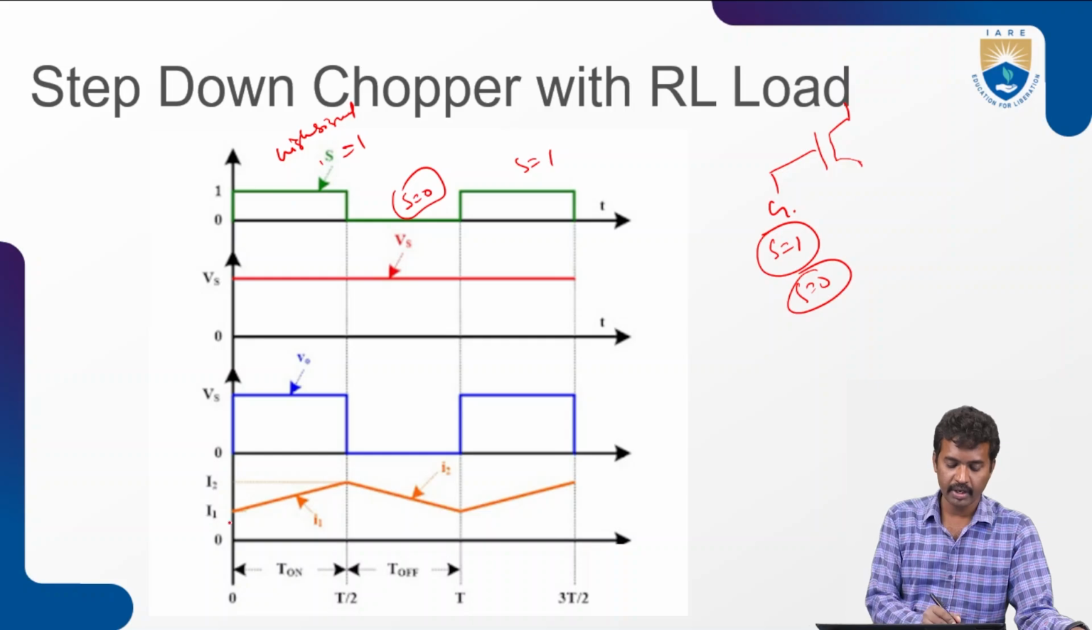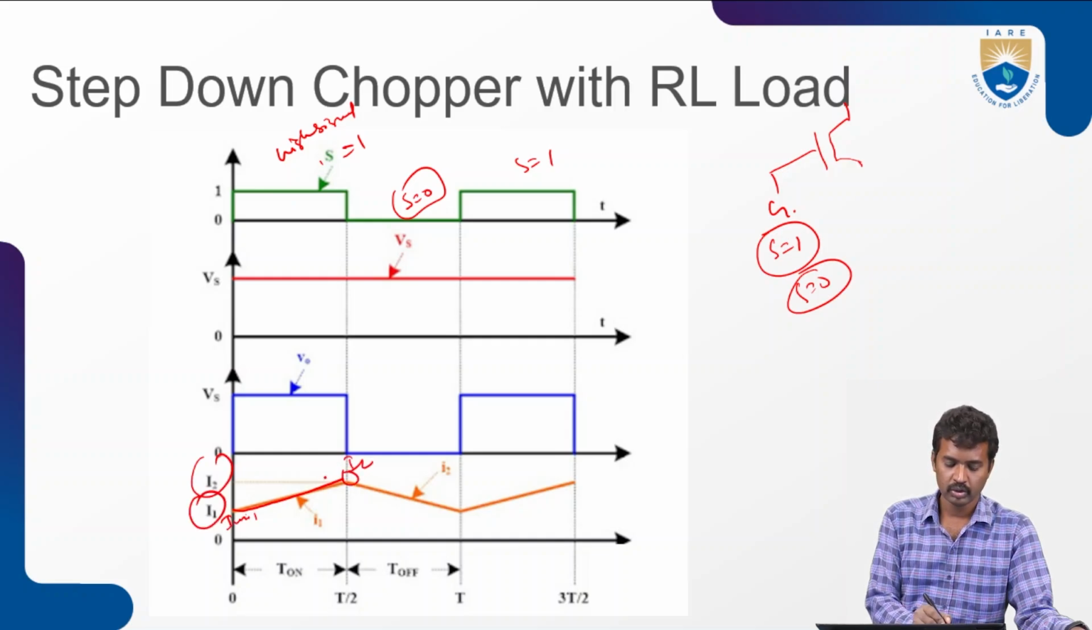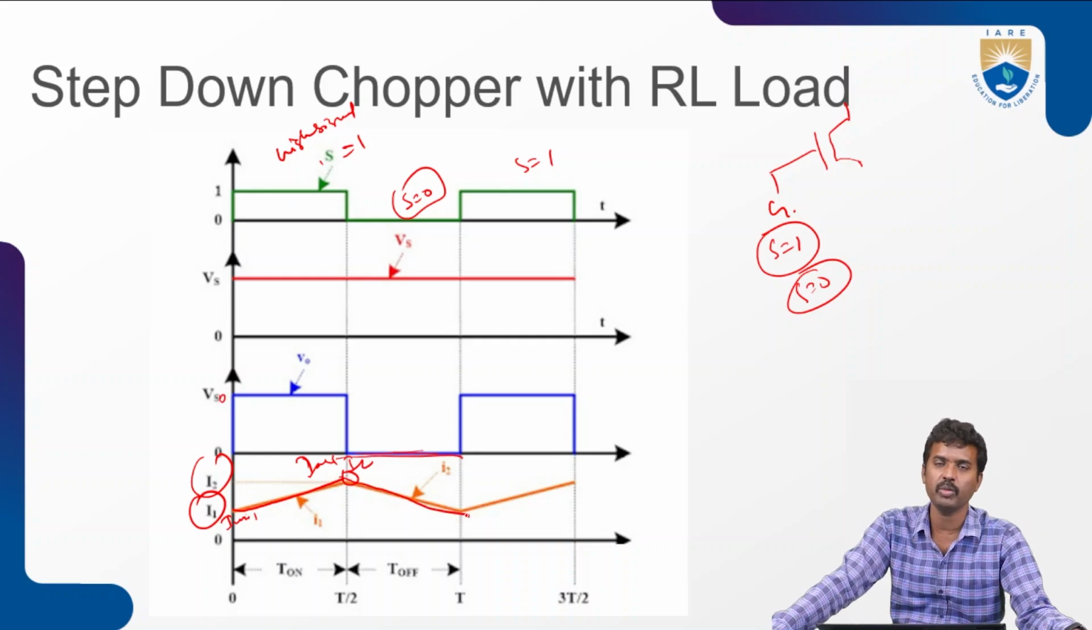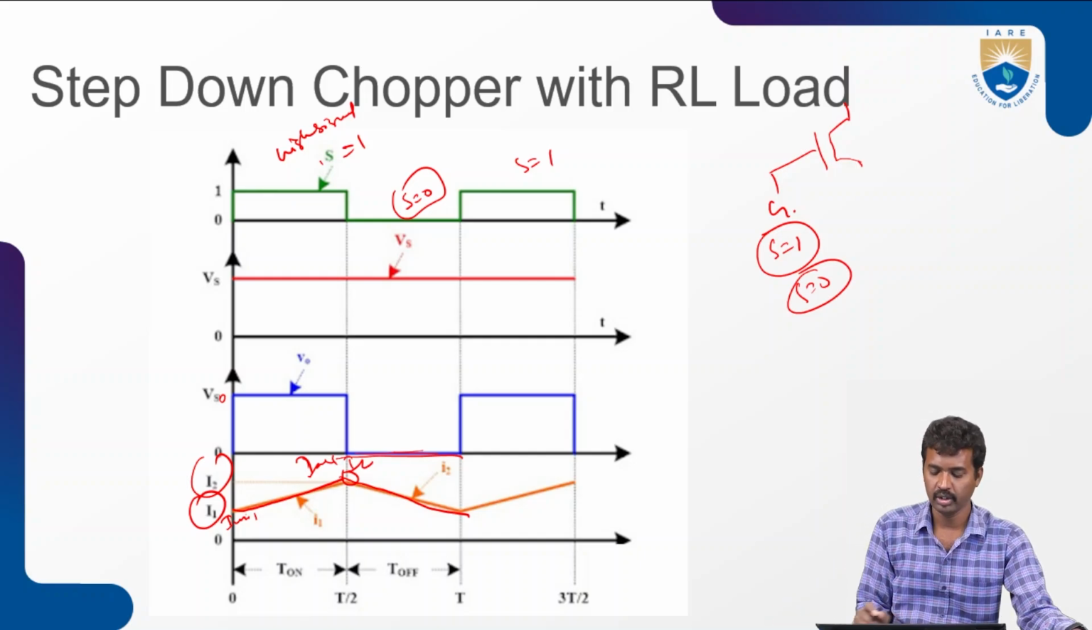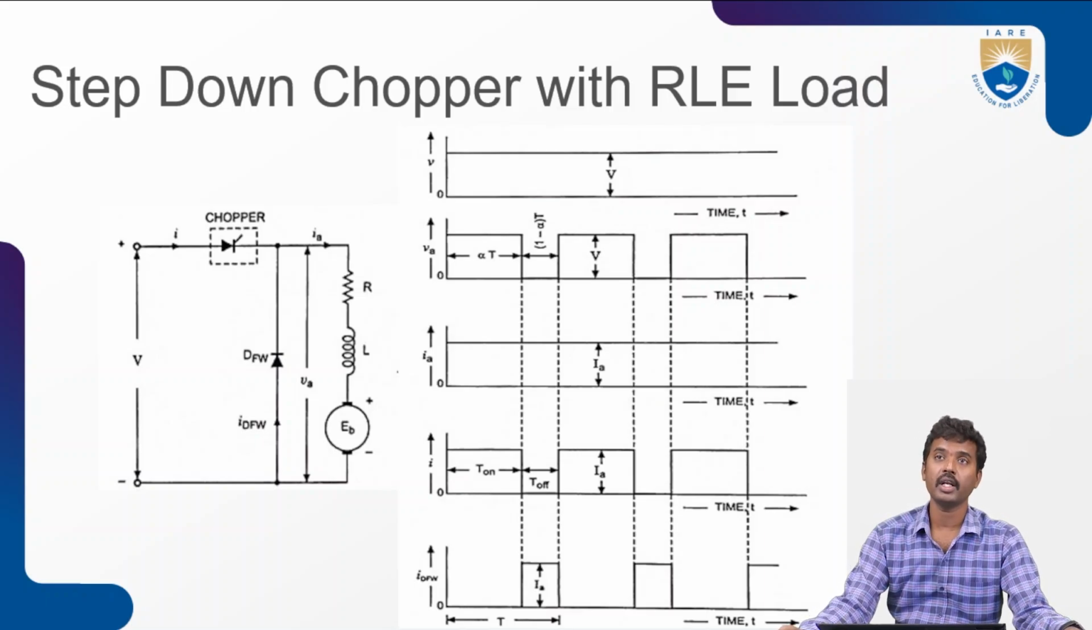Now what about the current? During turn on, it starts from the minimum value and rises to the maximum value, from I1 to I2, so I maximum. Again during turn off, S equals 0, this means the output voltage V0 is 0, and the current decays, it falls from I maximum to I minimum, meaning I2 to I1.